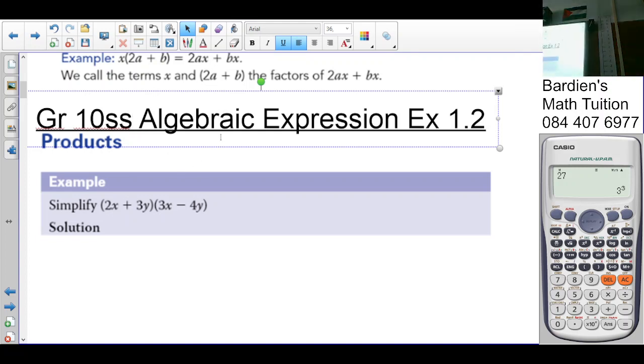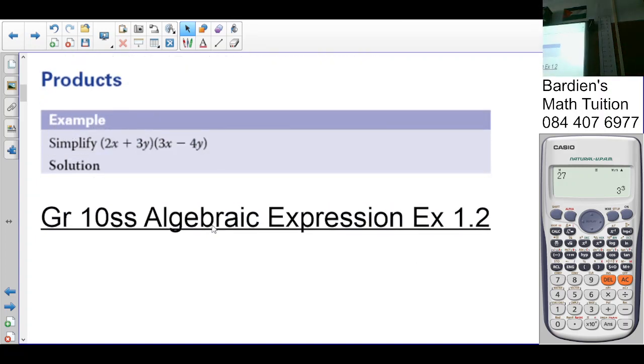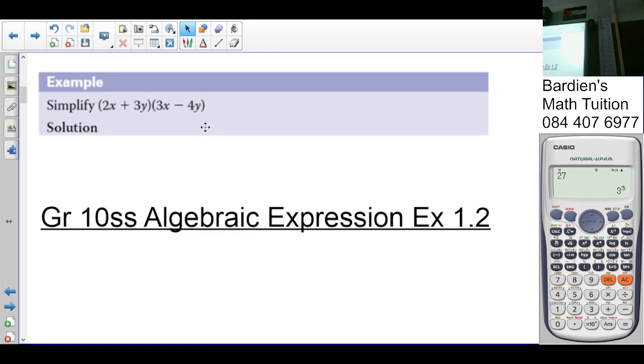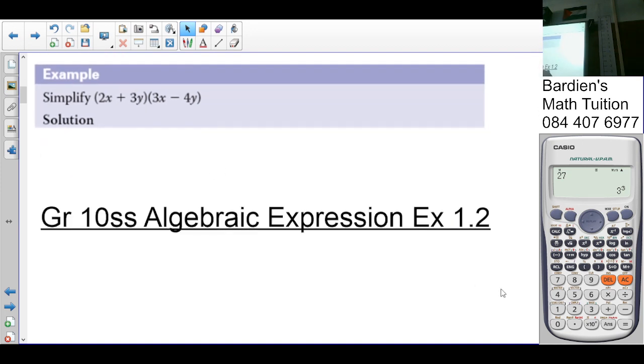Okay, so let's jump straight into it. We're looking at example 1, and this is on page 6.